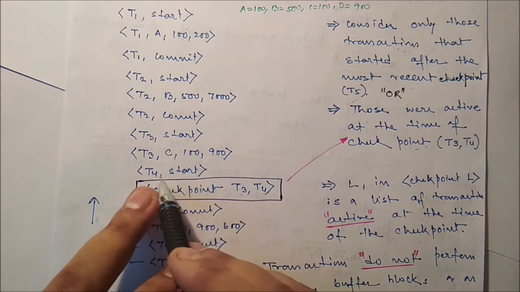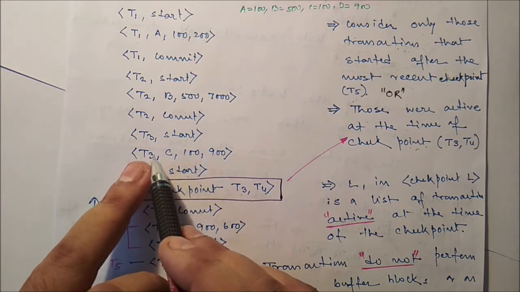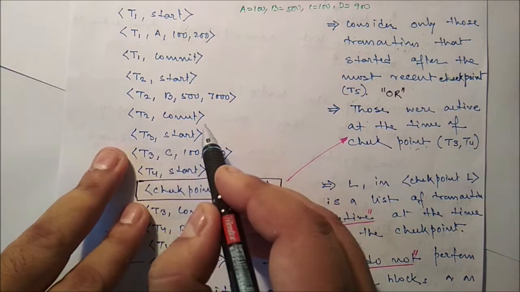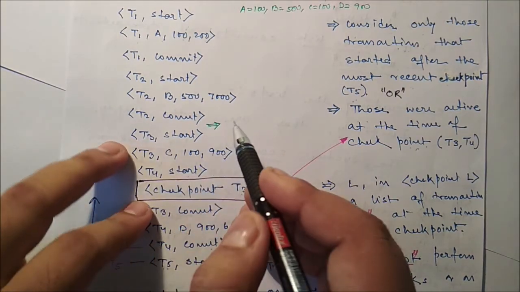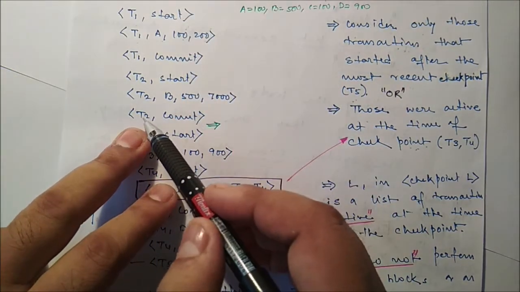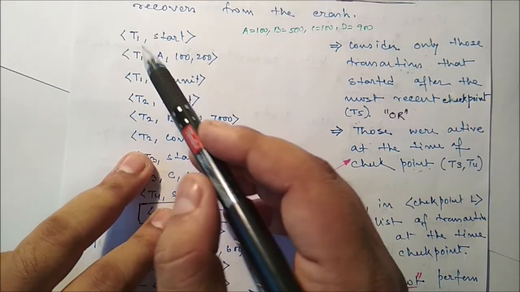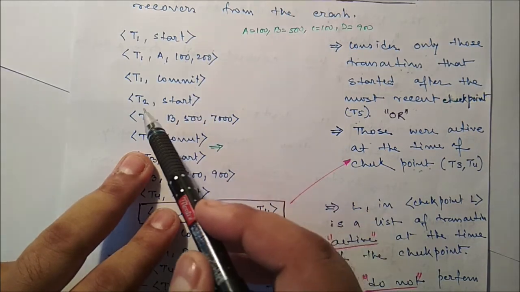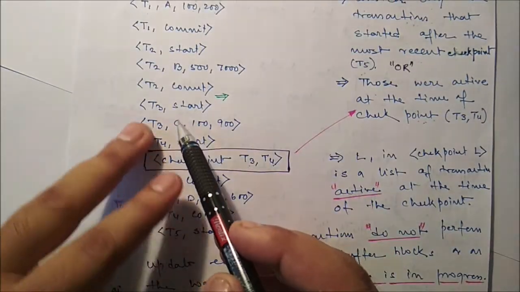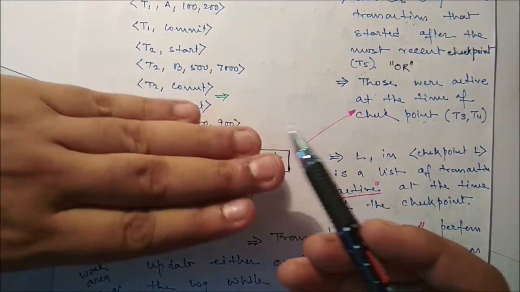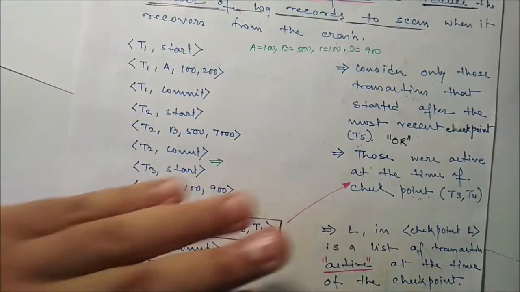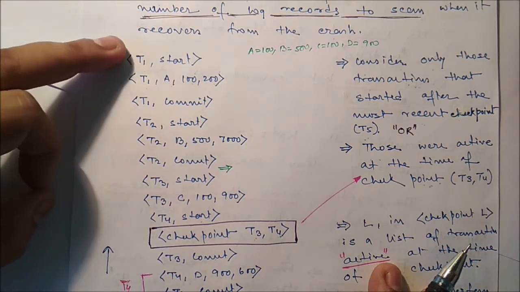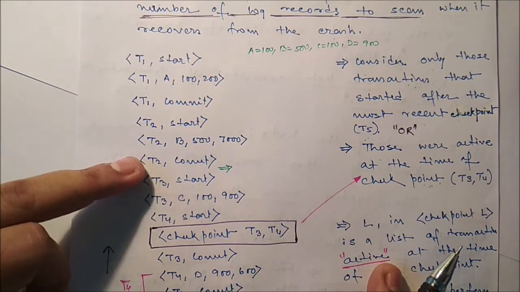So you can see here T4 start is there. Okay, T3 start is there. But before that, we should not consider transaction T2 as well as T1. So you can see T1 start is there, T1 A something, T1 commit, T2 start, T2 commit. Okay, now that means what? We have completed this particular part. So the database has updated all this information successfully for the transactions T1 and T2.